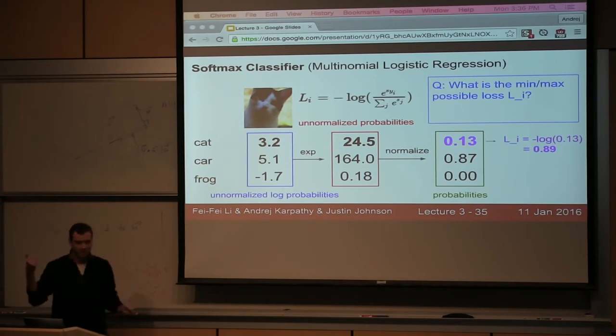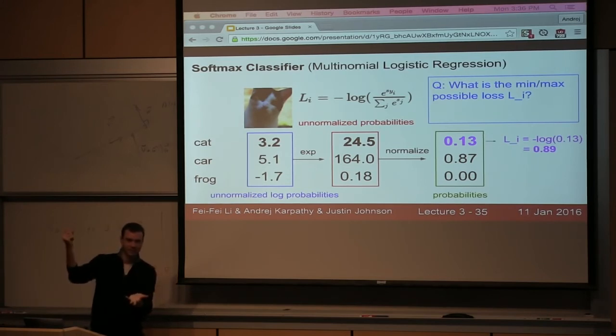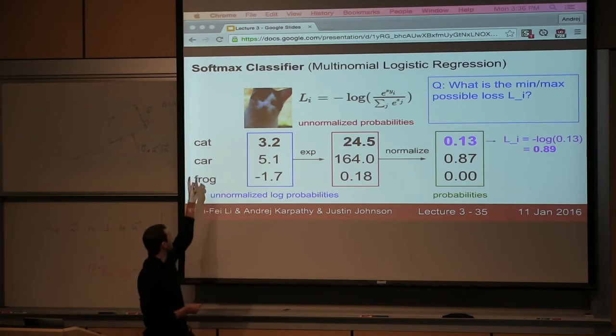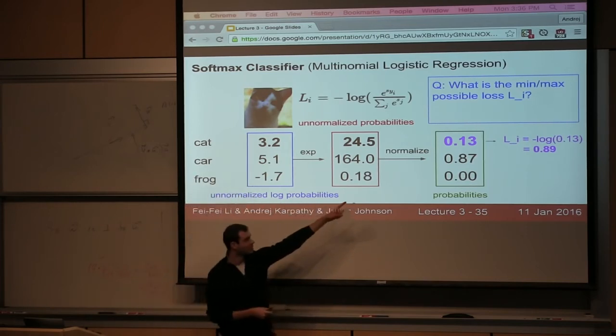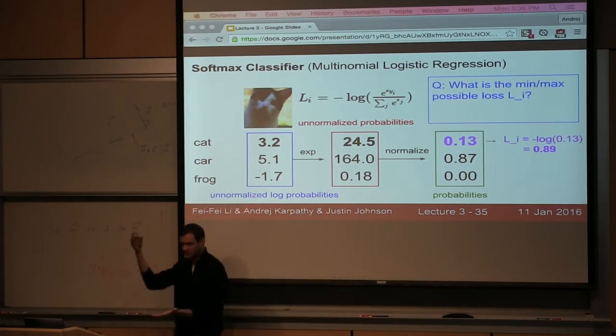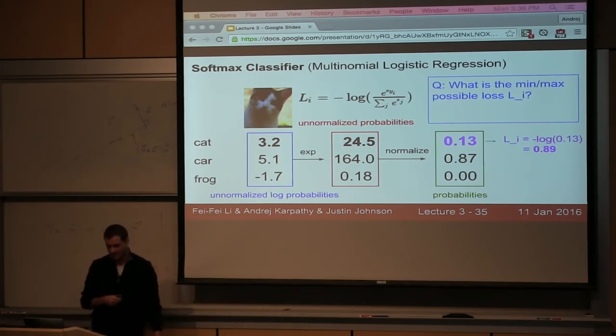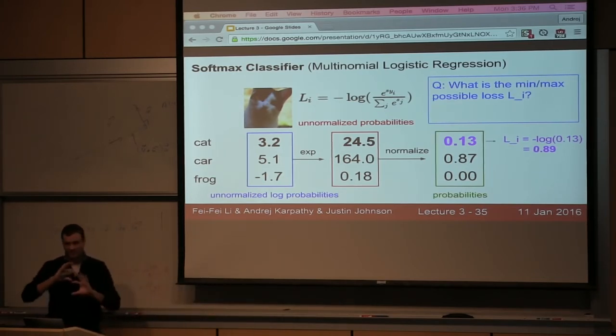And the highest possible loss? Infinite. So just as with SVM, 0 is minimum, and infinite is maximum. Infinite loss would be achieved if you end up giving your cat score very tiny probability, and then log of 0 gives you negative infinity. So negative that is just infinite. So the same bounds as SVM.